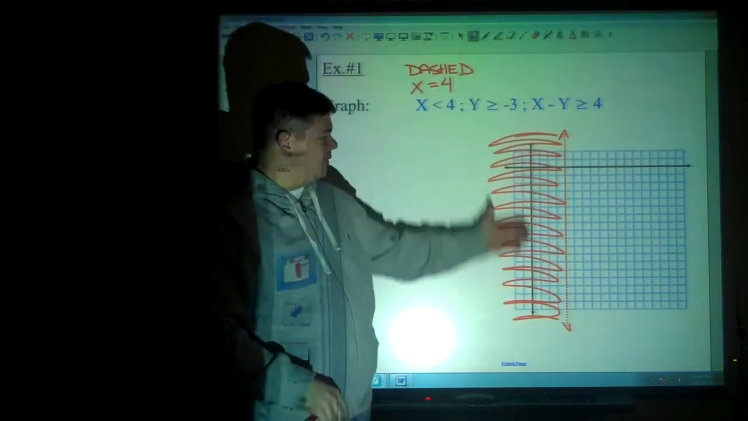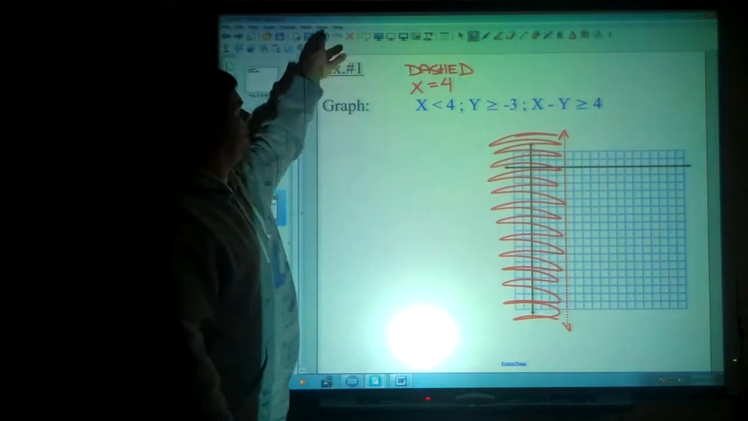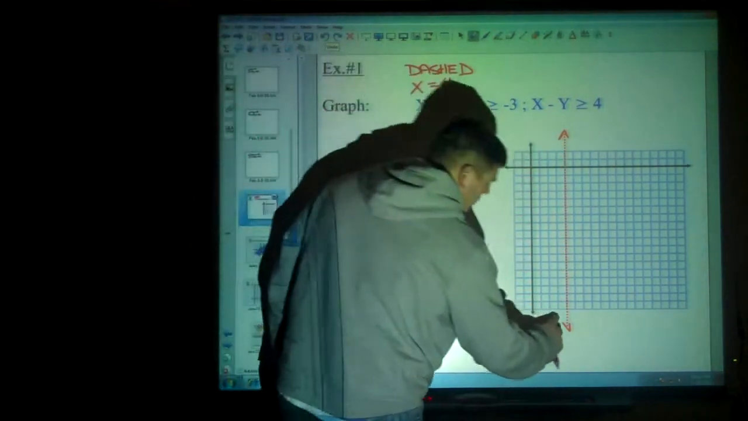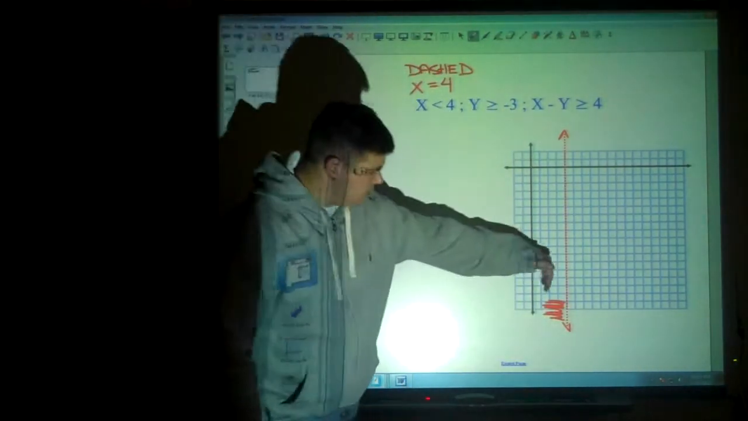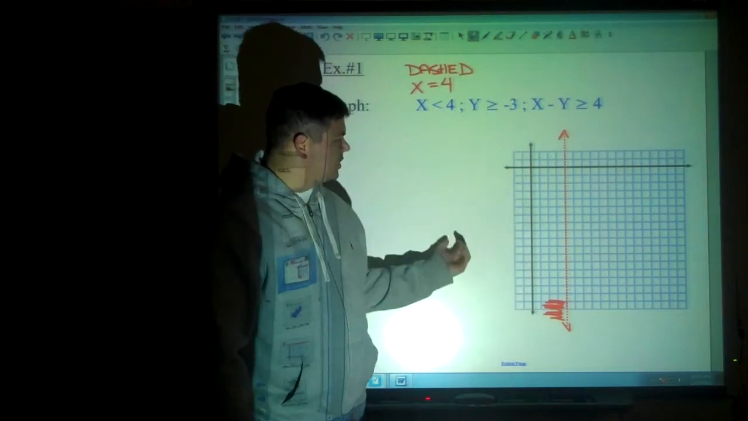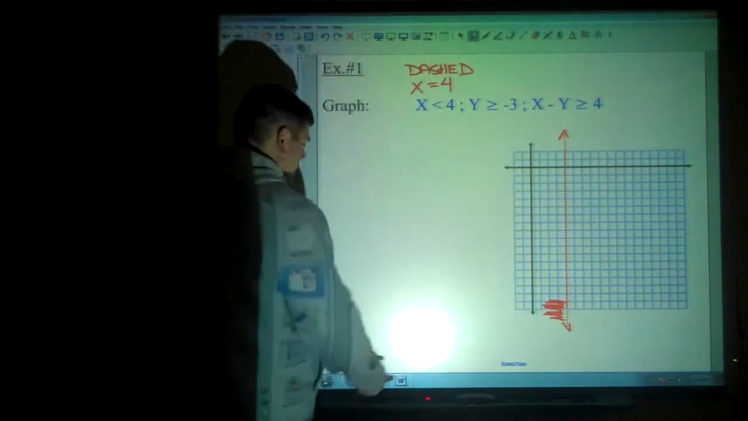But right now I've covered the whole graph with that red. It makes it difficult to do the rest. So instead of drawing all of that, I make a note to myself with a little toothbrush that tells me the shading for the red line is on this side. These are all the solutions, these are the non-solutions. And I move to the next line.